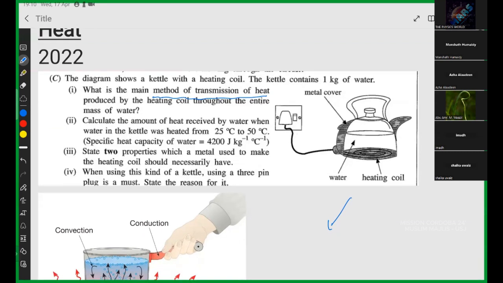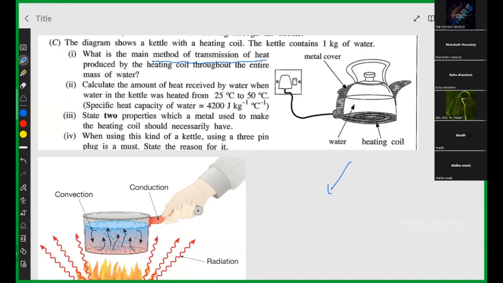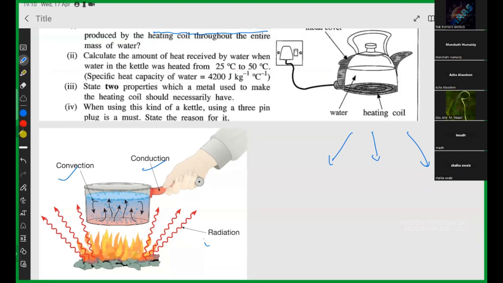So what they have asked here is just about the diagram. They have given a description first. The diagram shows a kettle with a heating coil and it contains 1 kilogram of water. And the first question is, what is the main method of transmission of heat produced by the heating coil through the entire mass of water? So we know that there are 3 methods of heat transmission: conduction, convection, and radiation. These are the 3 types of methods of heat transmission.